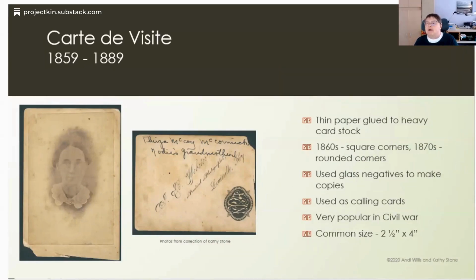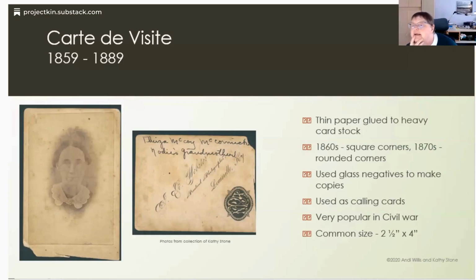People handed them out sometimes like calling cards, or you could print several of the family and pass them out. Often you'll find, as we do on this one, a name written on it, which was wonderful. We're not too sure who Naughty was, so we had to do a little more research. But a lot of them also had the photographer's image and logo on the back, and those can be very helpful in identifying the time period of a photo.